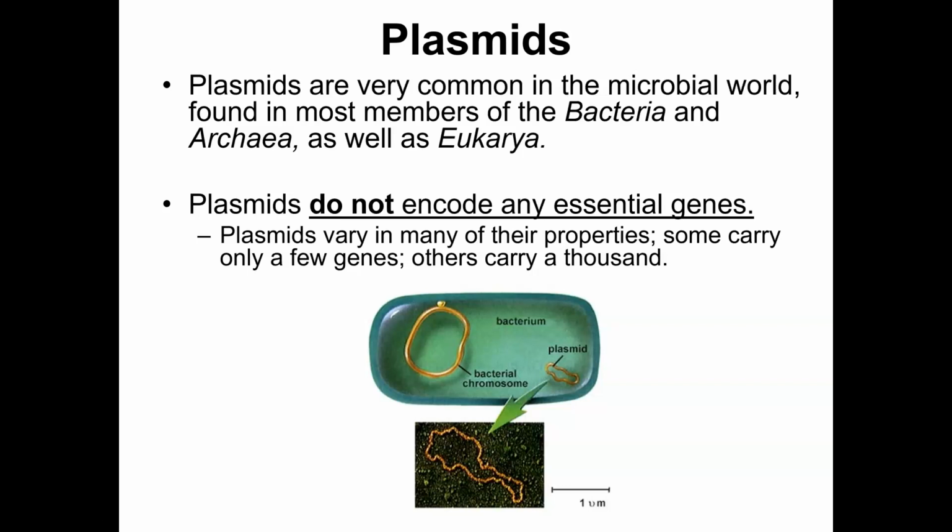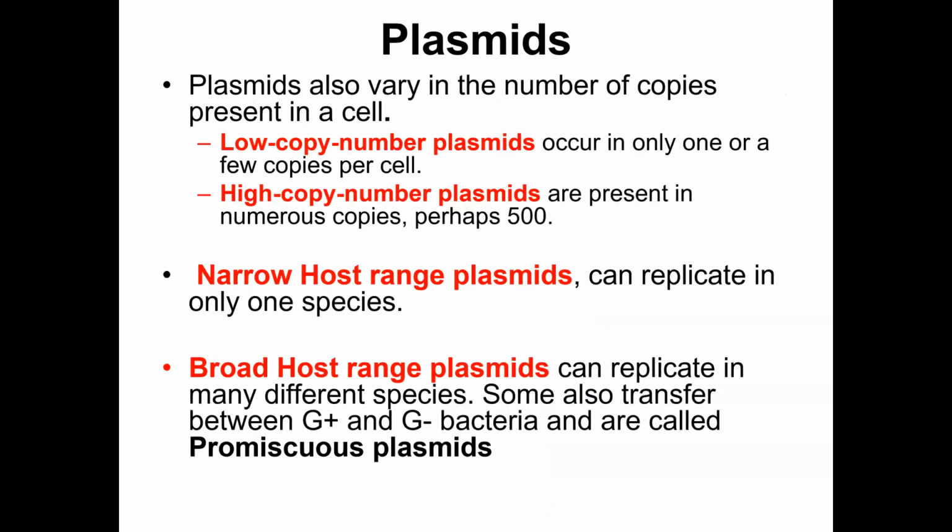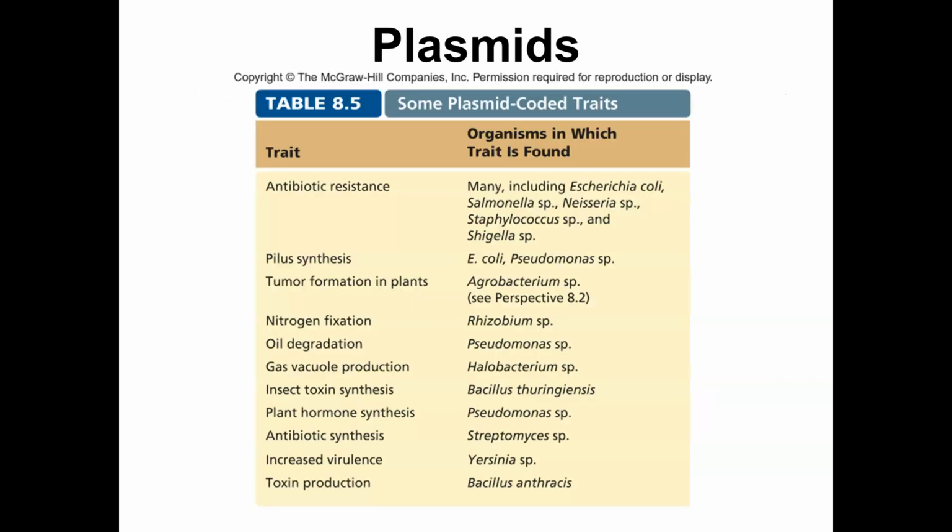Now, the most fascinating thing about plasmids is that while typically they do carry genes, sometimes a few, sometimes hundreds, they almost never encode for essential traits. So the genes that plasmids come with are non-essential. You could rip them out of the bacteria, and the bacteria would be just fine. So what kind of traits are non-essential? What would you find on a plasmid?